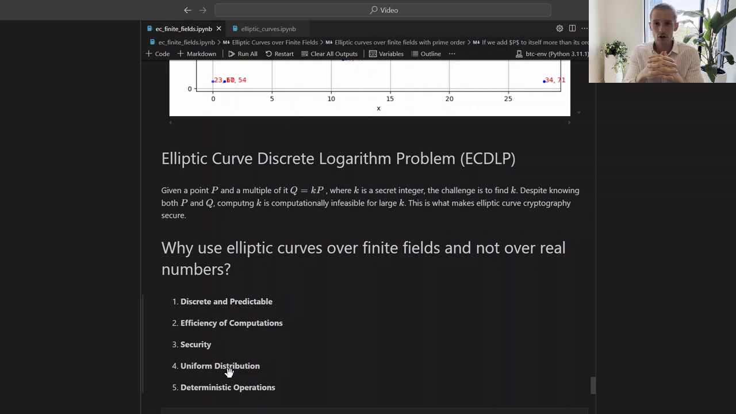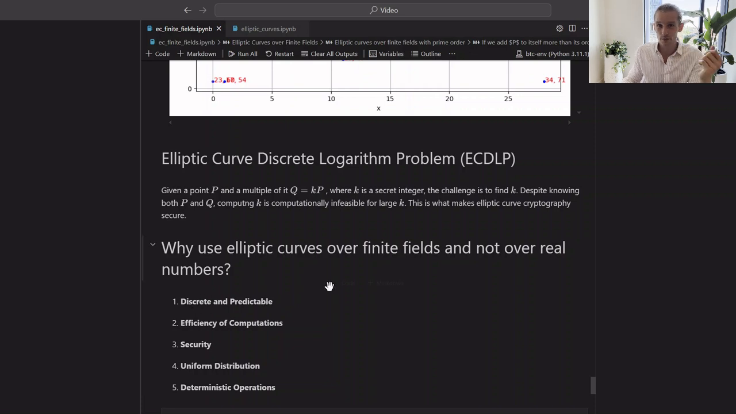Then the deterministic operations. Using finite fields makes all of the operations on elliptic curves completely deterministic and repeatable, which is super, super crucial for the cryptographic protocols that we use in Bitcoin and other cryptography applications, because you want to be able to always get to the same public key if you point multiply the generator point by a certain private key, but you also want to be able to really verify the signature of a transaction using a public key, and always everybody across the network should always get to the same result, and this is guaranteed if you use modular arithmetic and finite field elements.